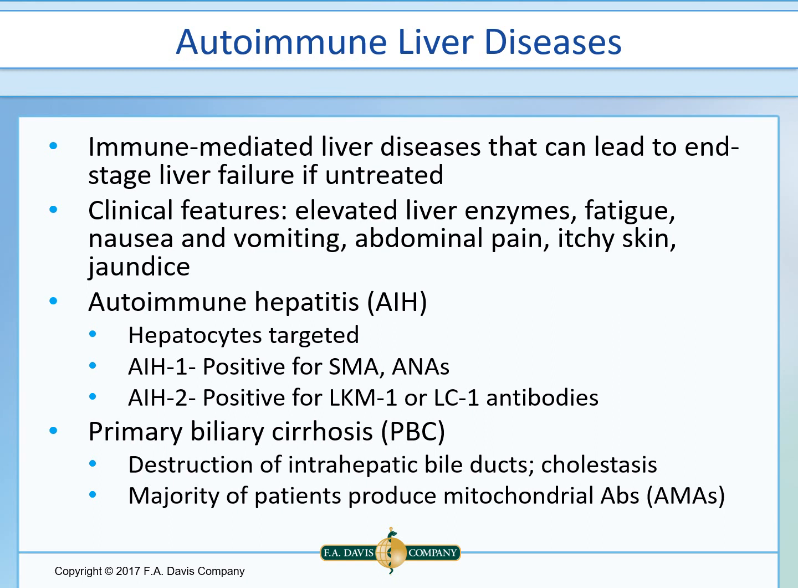Exposure to certain viruses or drugs has been suggested to play a role in triggering autoimmune hepatitis, possibly through molecular mimicry or cross-reactivity between their epitopes and liver antigens, with the most notable virus being hepatitis C. Primary biliary cirrhosis is another type of autoimmune liver disease that is positive for mitochondrial antibodies, AMAs, in the majority of patients, and in this disease, destruction of the intrahepatic bile ducts occurs.